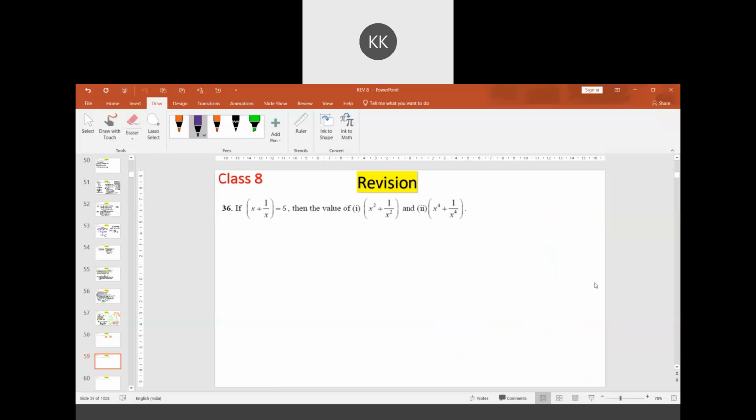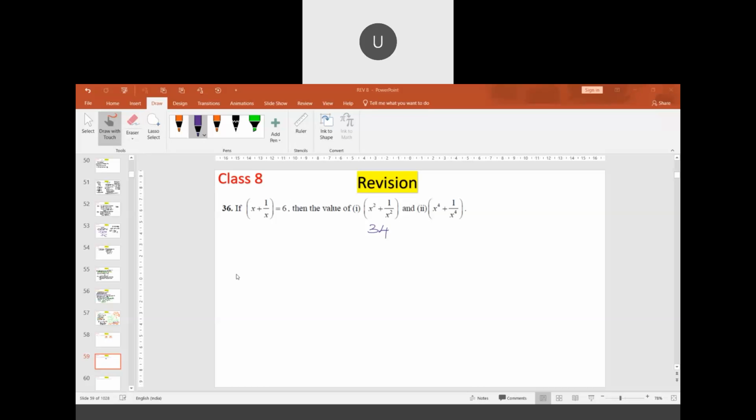Let us see this question. This is also the same. We can tell the answer directly, right? This will be 36 minus 2, 34. 34 is the answer for this one.